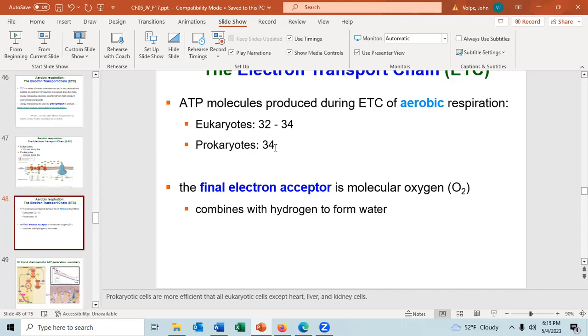No, what I'm getting at is the heart, the liver, and the kidney, they're always working. They're always working, so they're always needing energy. And that's why they're more efficient than the cells of your skin or even the cells of your muscles. They're not always working, so they don't need to be as efficient as the heart, the liver, and the kidney. Any question about any of that? All right.